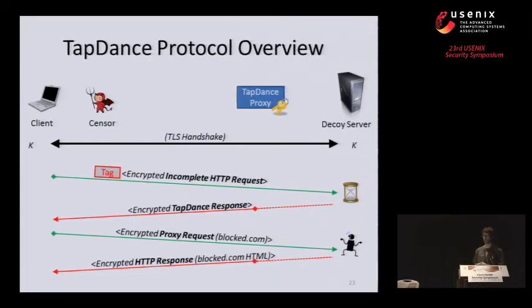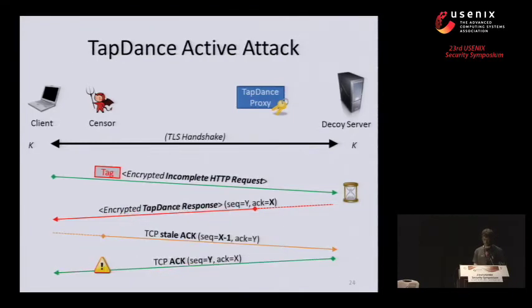Meanwhile, the decoy server doesn't send anything, and the client can send back an encrypted proxy request for, say, a blocked website, in this case, blocked.com, which the TapDance proxy can again decrypt and go fetch, and then send back the blocked HTML. And again, the decoy server is going to ignore these additional messages as per the TCP specification.